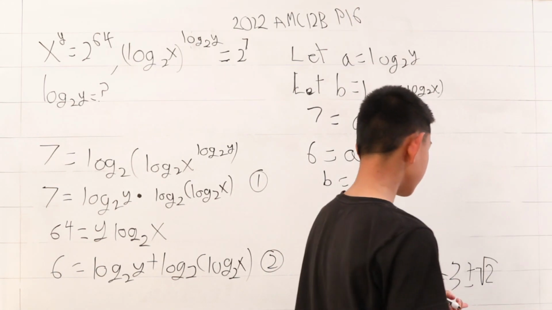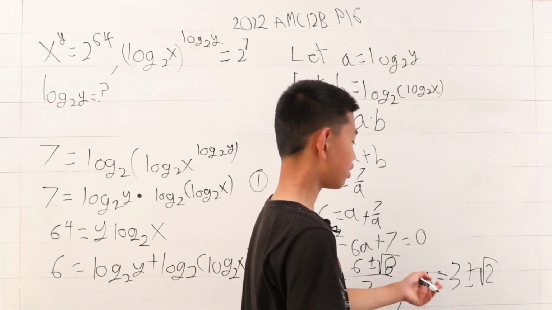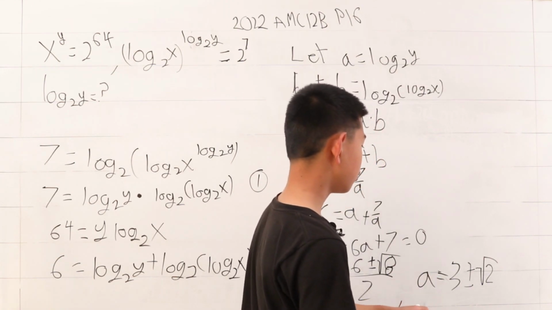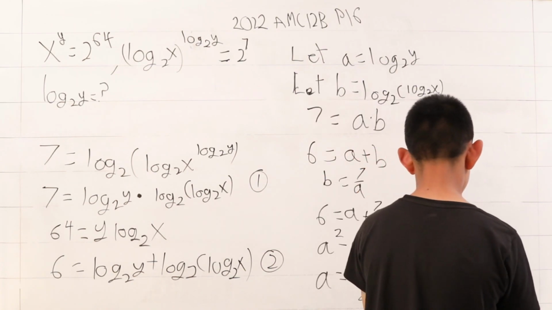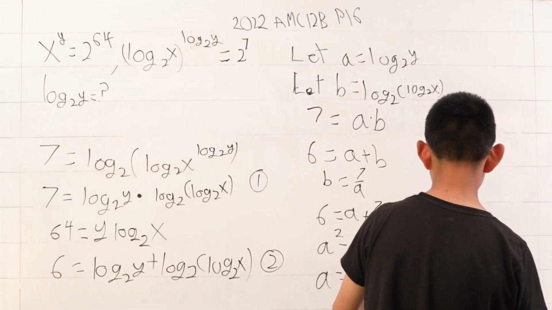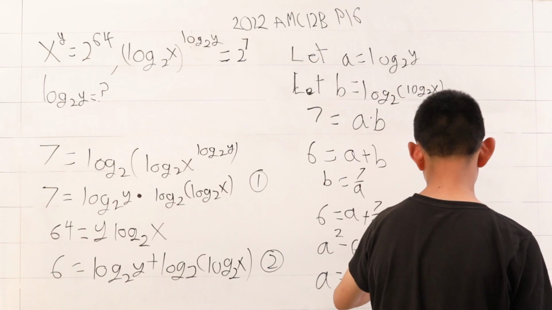We want the greatest value of a in this case. So our final value for a is 3 plus the square root of 2, because that is greater.